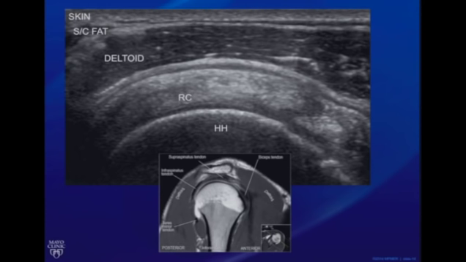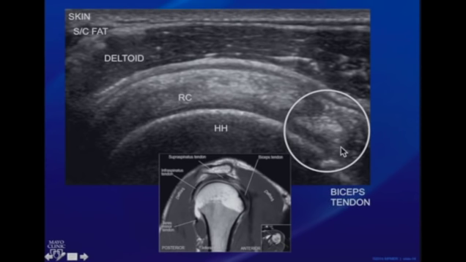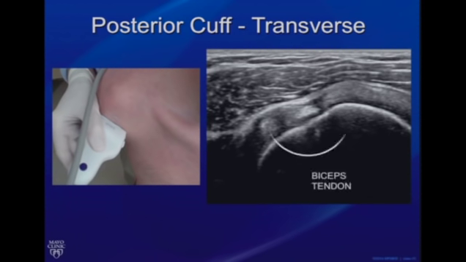Now, because this is a transverse image of the rotator cuff, you would expect to cut the humeral head in a transverse fashion. And this hyperechoic structure is the humeral head, which lies in this little defect within the rotator cuff, which is called the rotator cuff interval.